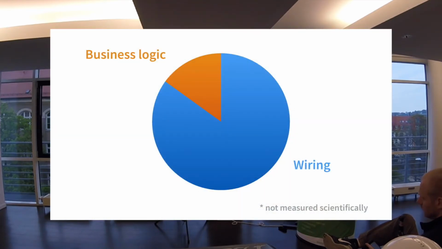Not all code in your applications is created equal in importance and in error rates, because I personally differentiate between business logic and wiring. And I suspect most applications, most code bases in the real world, consist mostly of wiring. So what is business logic? Business logic is everything we are paid to do.